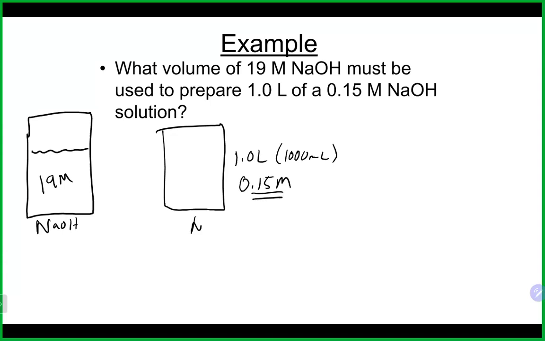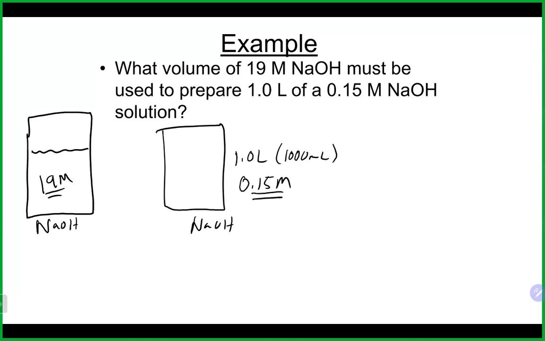So this concentration is much less than this one. The one on the right is our more dilute solution. The one we're starting with is our more concentrated solution. By the way, there is no chemical reaction happening here because it's just sodium hydroxide and it's still sodium hydroxide at the end. We're just adding some water to dilute it down. So we can use this.